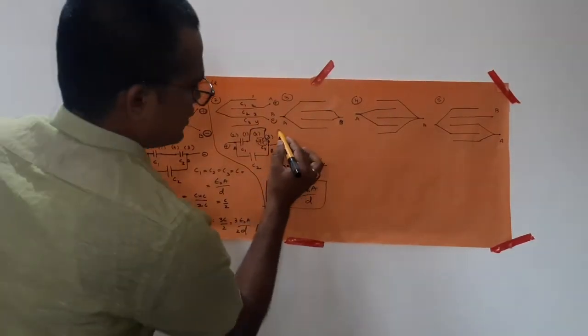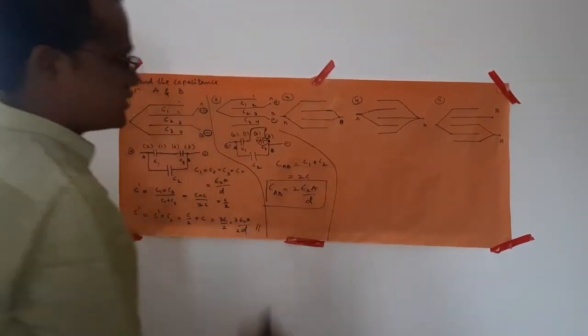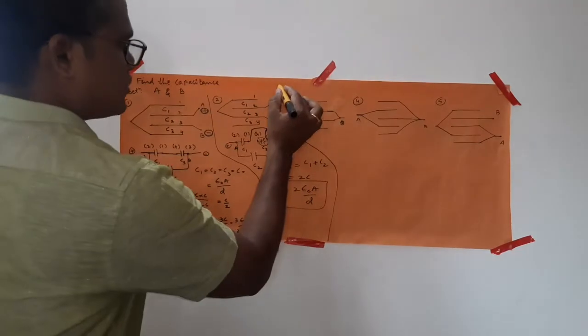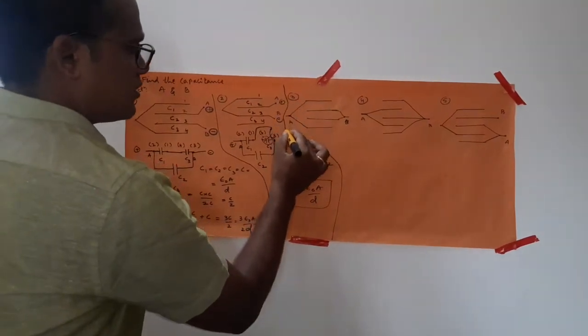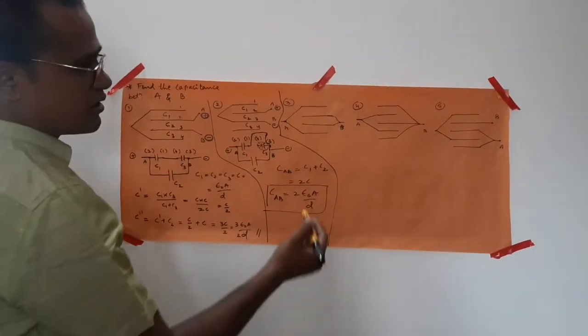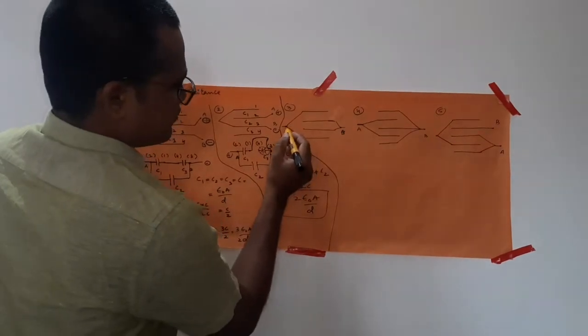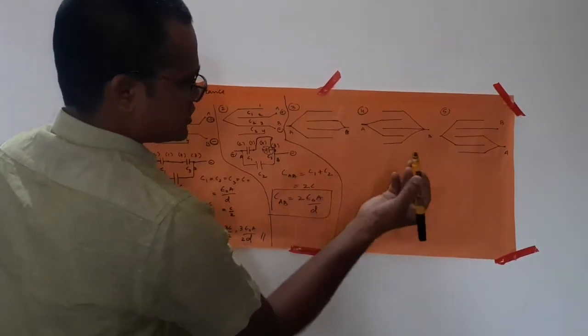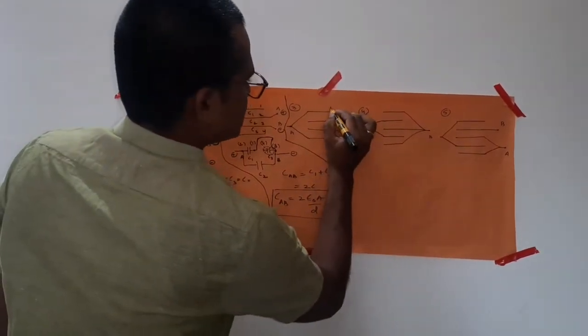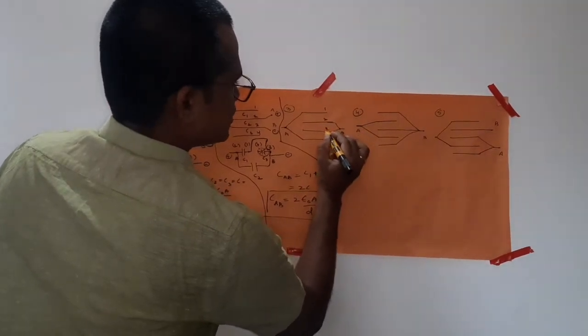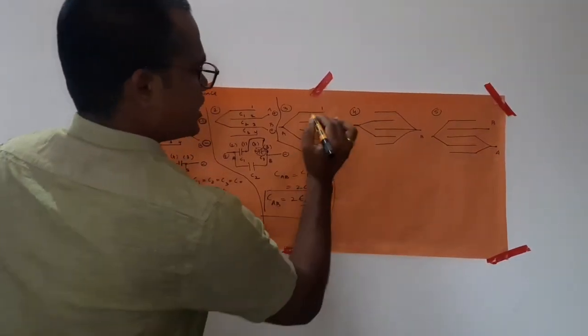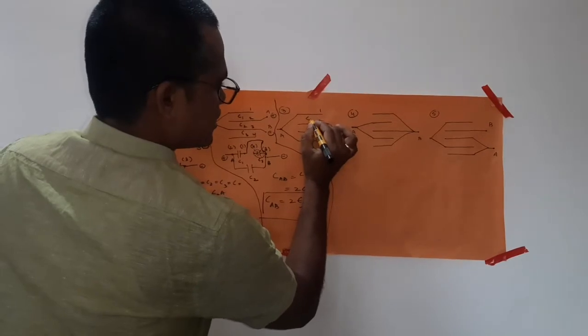This is how we can do it. Now in the same way, let's go for the next one. Now the third one. So here, in the same way, A is connected to the positive of the battery and B is connected to the negative of the battery. Just name the plates: 1 plate, 2 plate, 3 plate, 4 plate. Here between 1 and 2, I will call the capacitor C1.